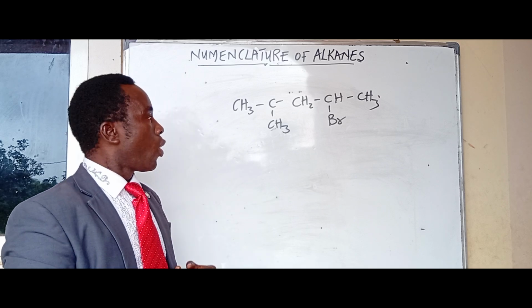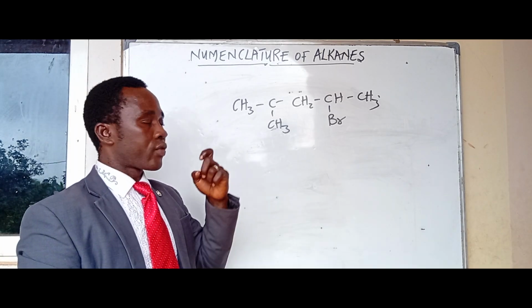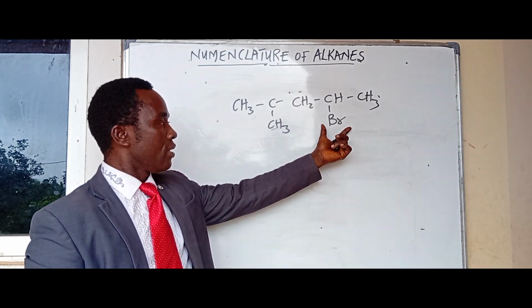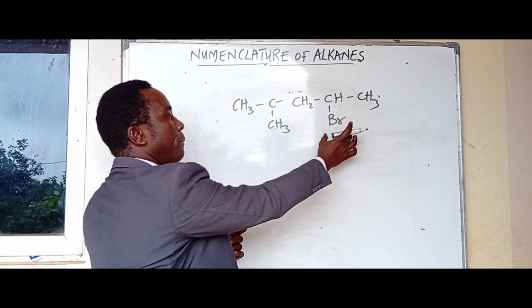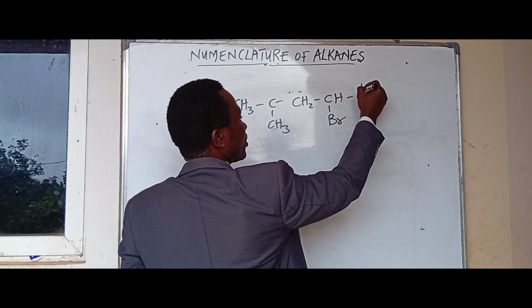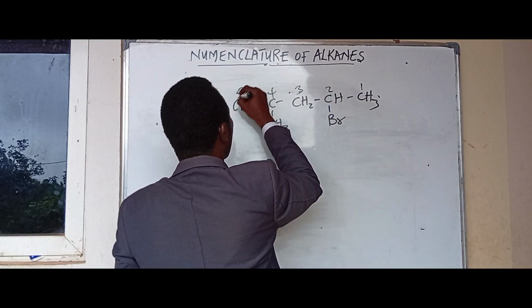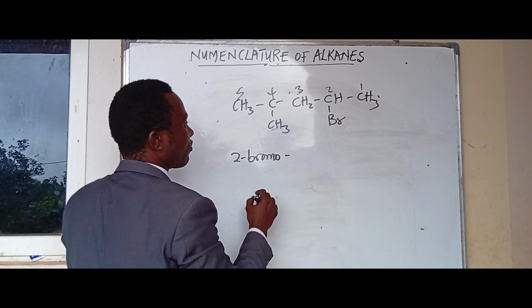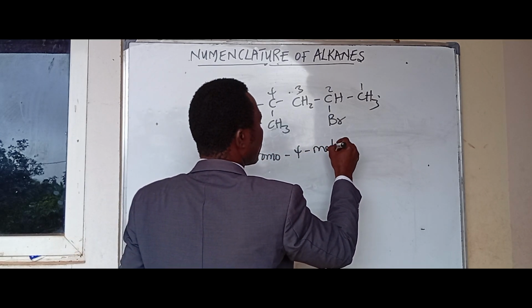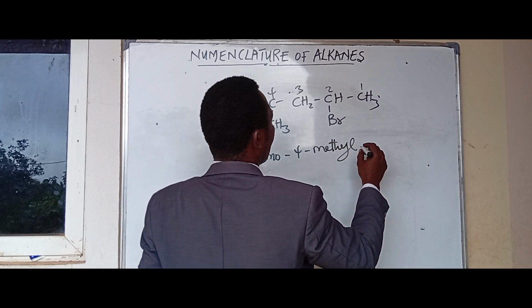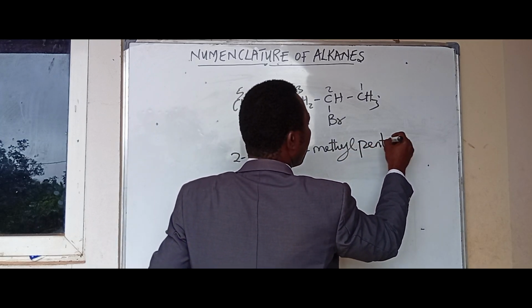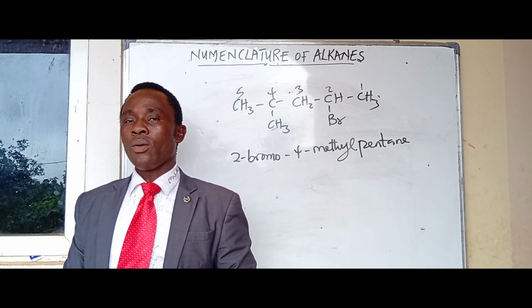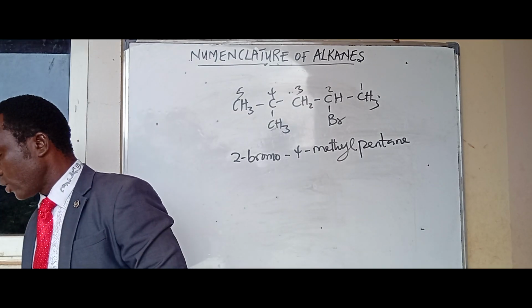What do you do in this case? What you do is you number from the side that has the least alphabet. Now this is B, bromo, and M for methyl. So B comes before M. So you number this way: 1, 2, 3, 4, and 5. So that becomes 2-bromo, 4-methyl pentane. Because it's 5 carbon atoms, that is pentane.